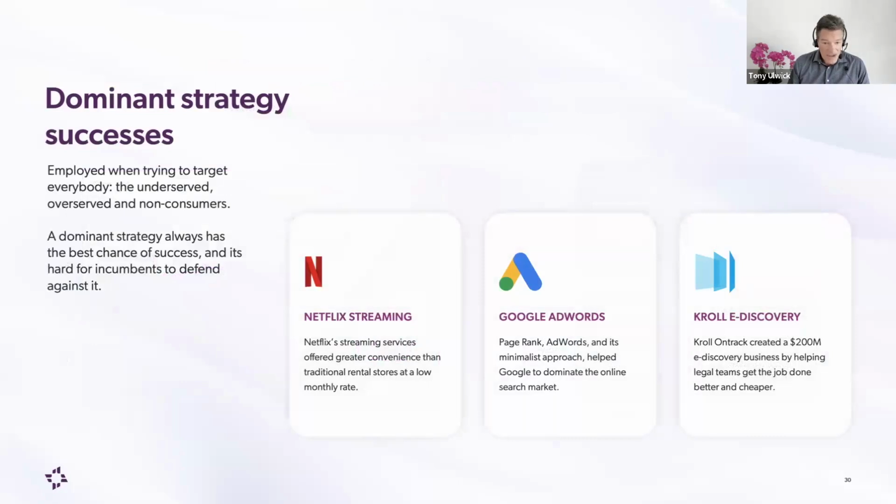Companies that have done this, there are many examples, but Netflix is a great example of getting the job done better and more cheaply. Google AdWords is similar. Also, Kroll OnTrack, who we helped enter the electronic evidence discovery market, created a $200 million business by helping legal teams get the job done better and more cheaply. They've led in that space for 15 plus years.